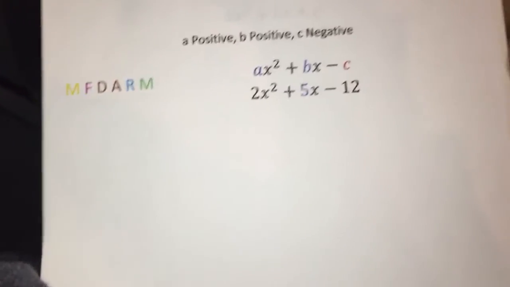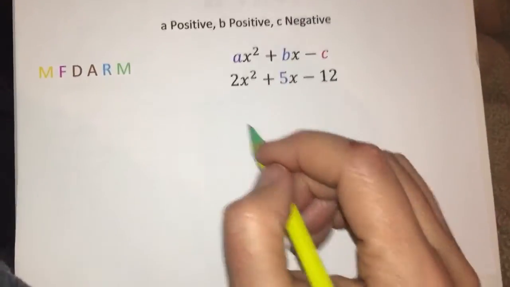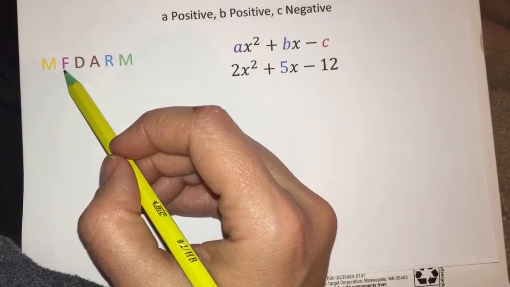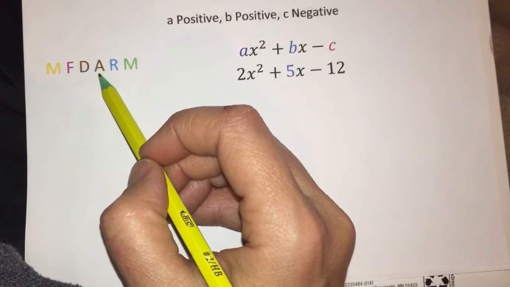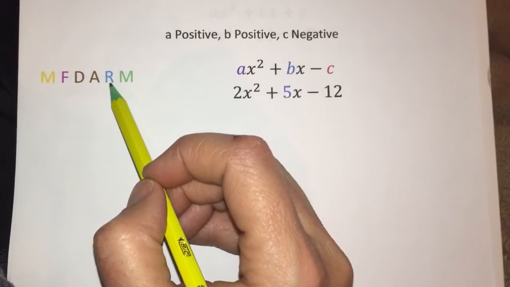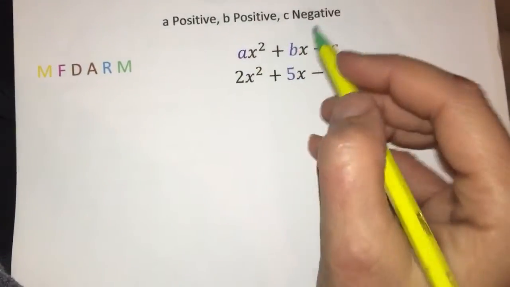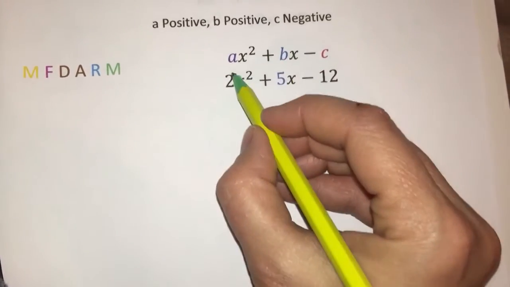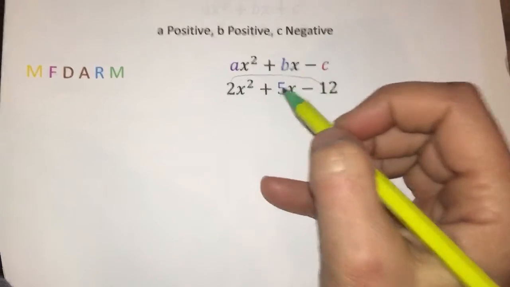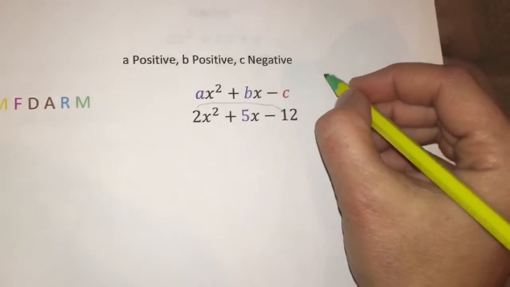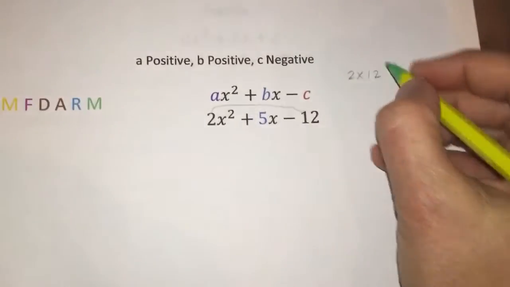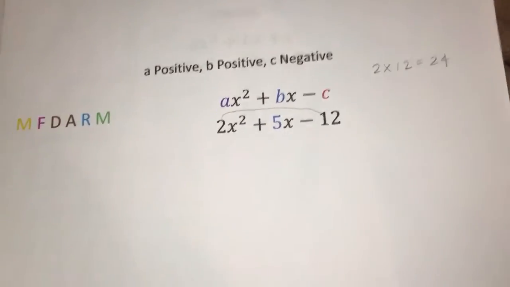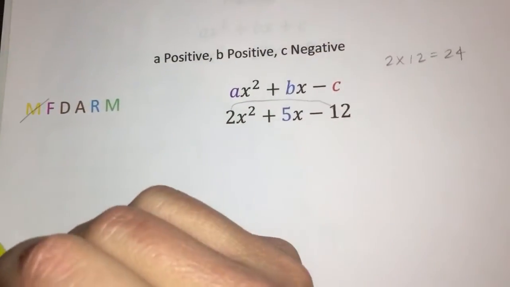Okay, we're going to do a second example of factoring by MFDARM. Once again, M stands for multiply the AC term, F is factor, DA is divide by A, R is reduce, and M is move. So the first thing we're going to do, since we do not have a 1 for the A term, we have something other than 1, we're going to take the product of A times C. In this case, 2 times 12 is going to end up being 24. So that's our AC term. That takes care of the M in MFDARM.